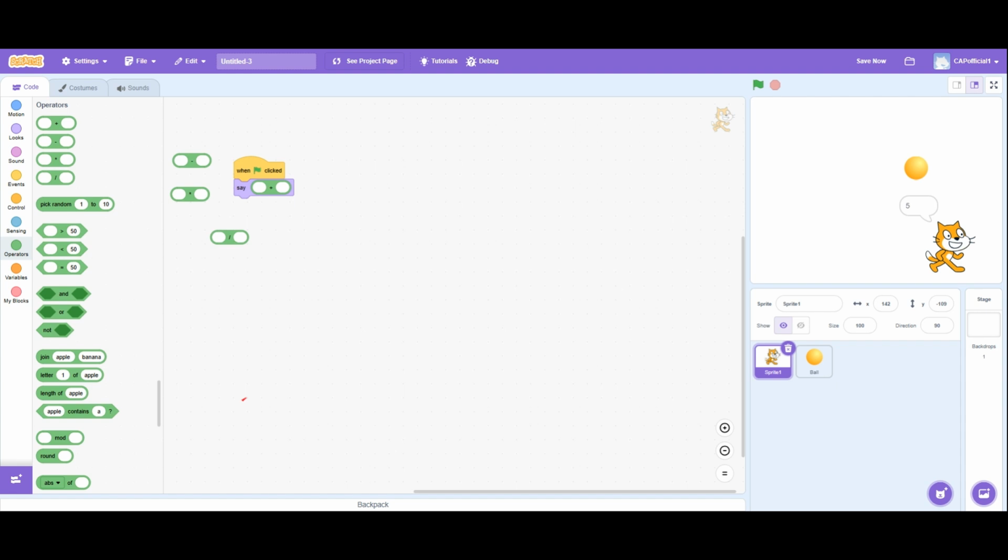Next is the pick random. This just picks an absolutely random integer between 1 and 10, but you can change the bounds of this. So here it's always going to pick a random integer between 1 and 10. The reason I'm saying integer and not number is because numbers also include decimal numbers like 1.2 and recurring numbers like 1.3333333333 and so on and so forth.